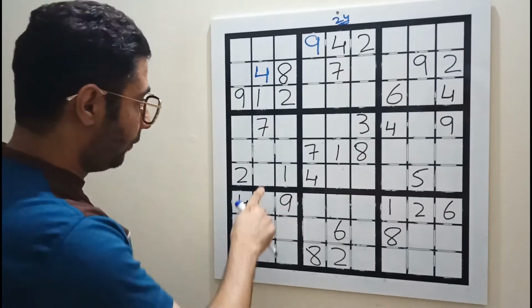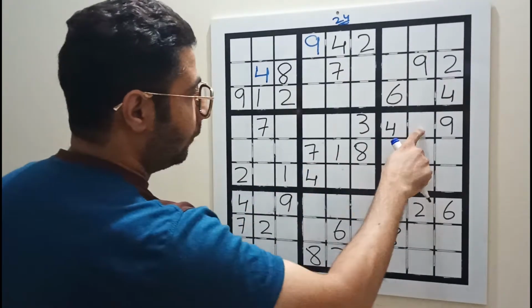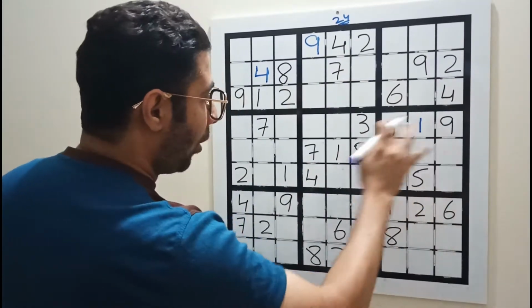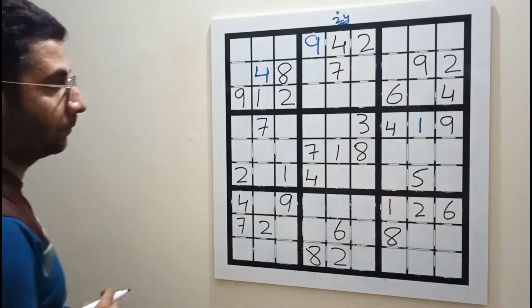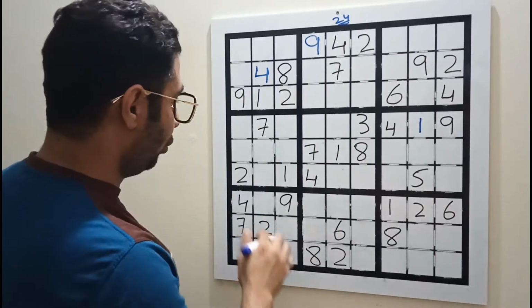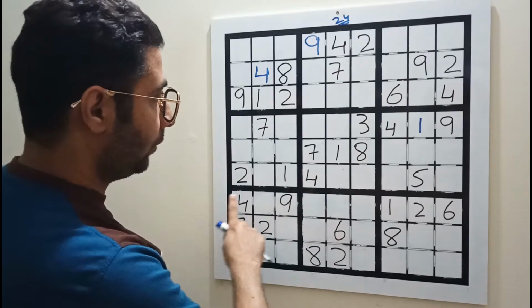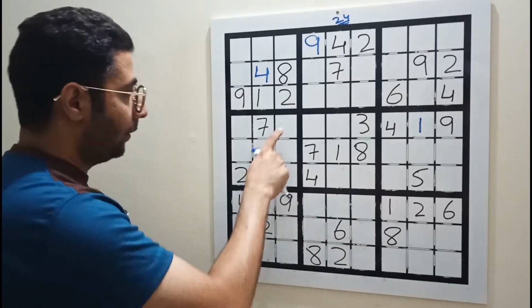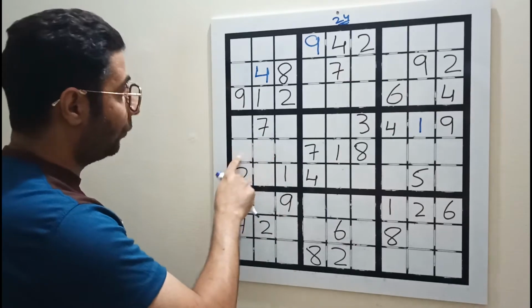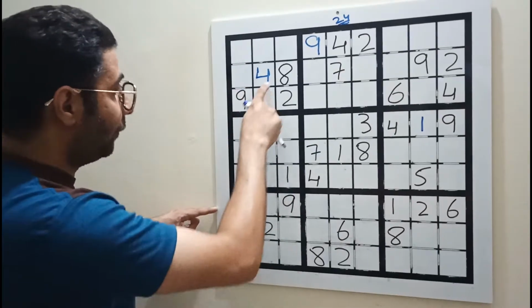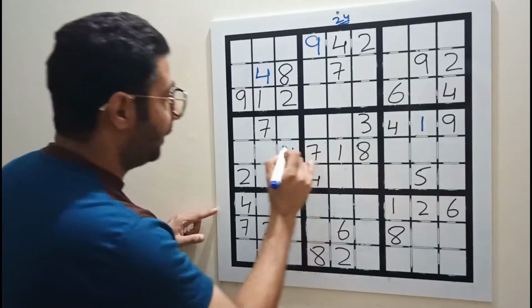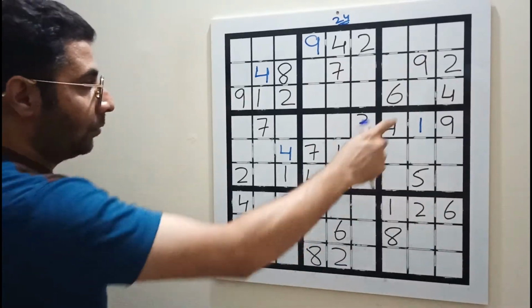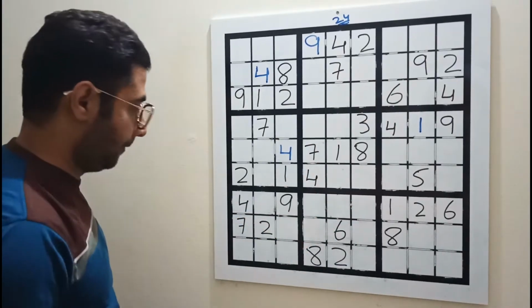Okay, now see 1, 1, 1, top, middle, bottom. 2, we got 2 1 2. 3, we got 2 fours. 4 cannot go there, nor here. In this block 4 can come. Because of this 4 we can place it here, top, middle, bottom.